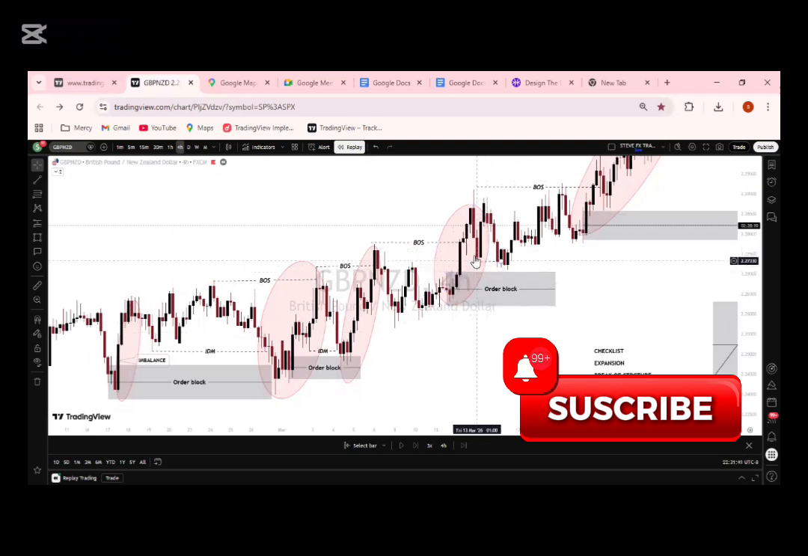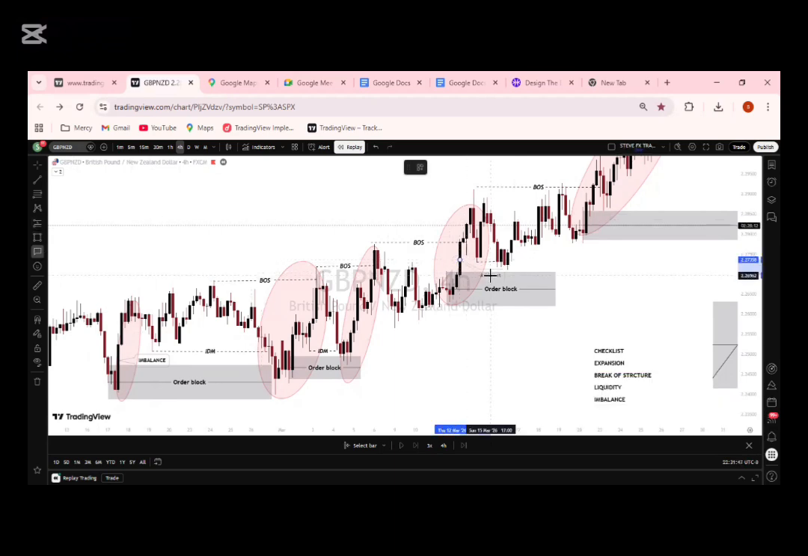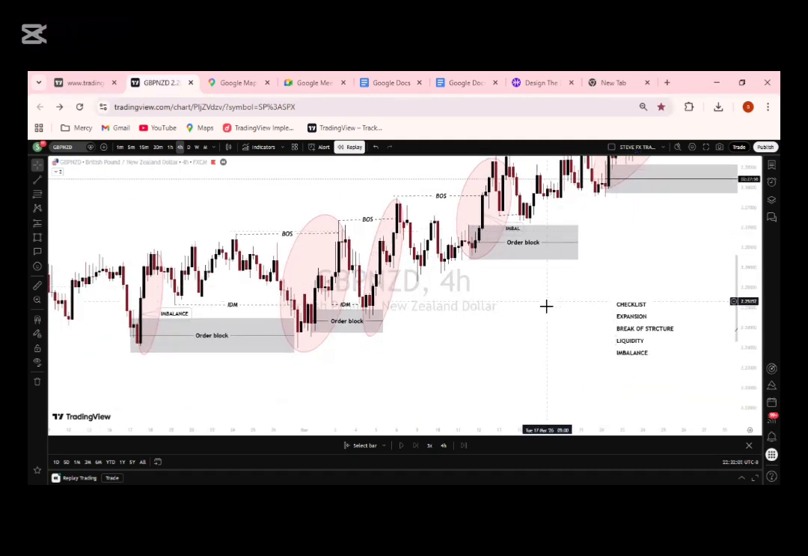All right, so that is it. We had an inefficiency created over here before this particular move. This was an inefficiency that happened in the market, or that the market created. So you spot your inefficiency as well, then we keep on adding.